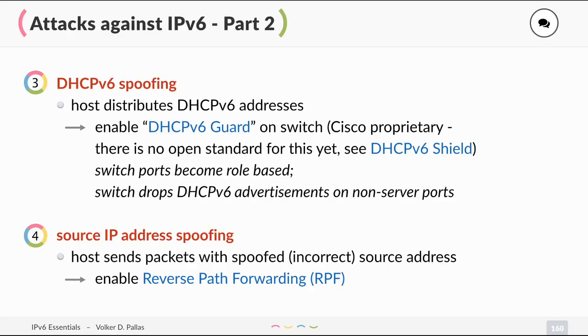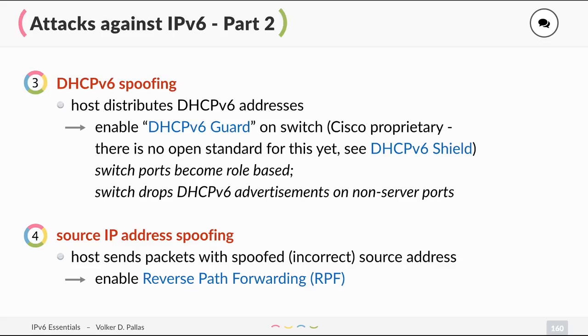The third group is DHCPv6 spoofing. A host can try to distribute DHCPv6 addresses. You can enable DHCPv6 guard for that. This is Cisco proprietary. There is not yet an open standard, but a standard that is called DHCPv6 Shield is in development. Also here, the switch ports become role-based, and all DHCPv6 advertisements on non-server ports are dropped.